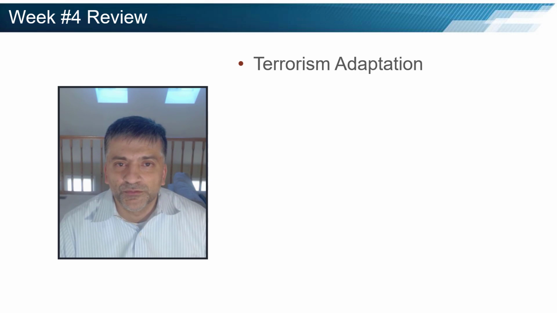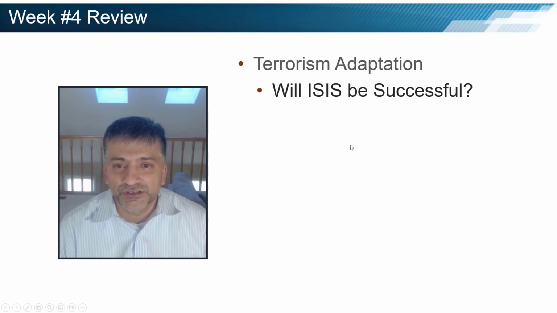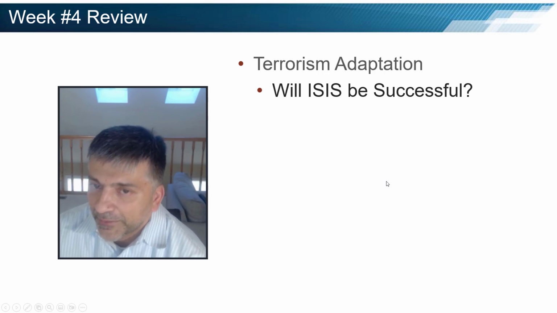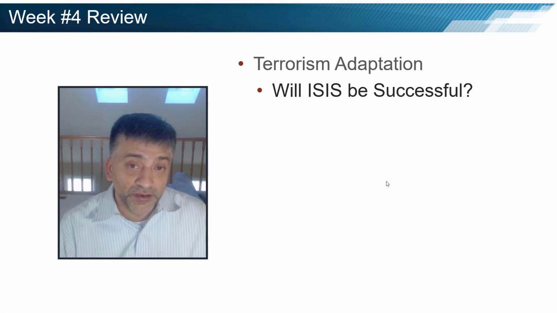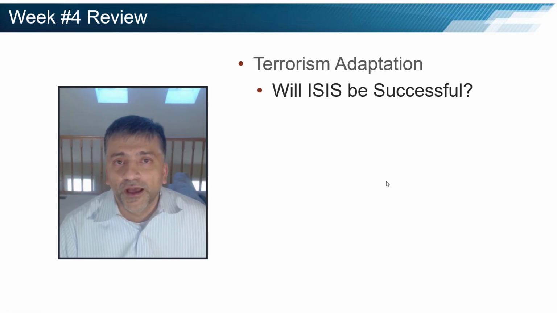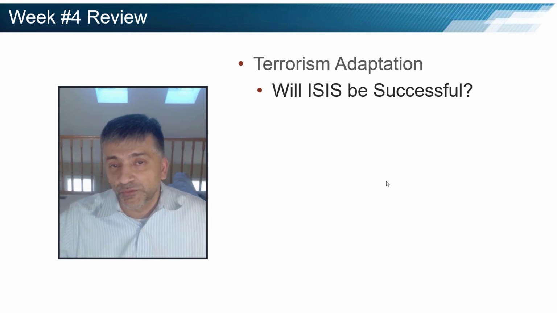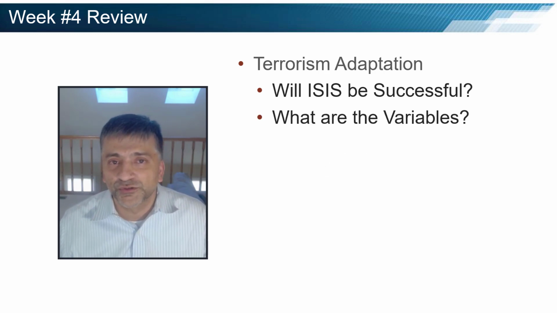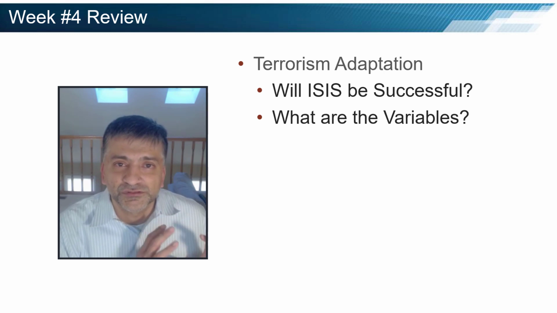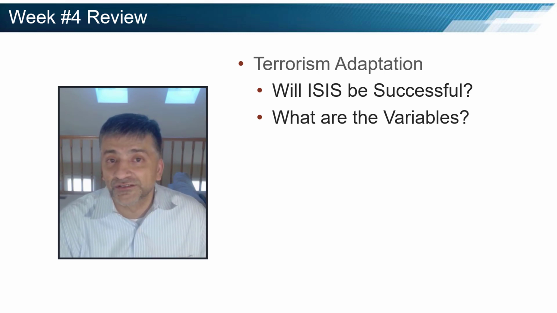So, week 4 review. Again, we talked about terrorism adaptation. Will ISIS be successful, or why was it not successful? And we talked about that pattern, the schisms in ISIS, or in terrorist groups in general. And the question is, will it be successful? Can we apply those schisms to Proud Boys, Oath Keepers, etc.? What are the variables? Why were certain groups successful and others failed? And it's not because of their cause.